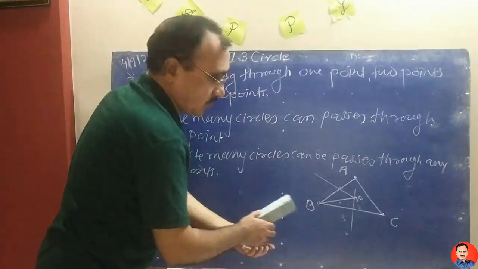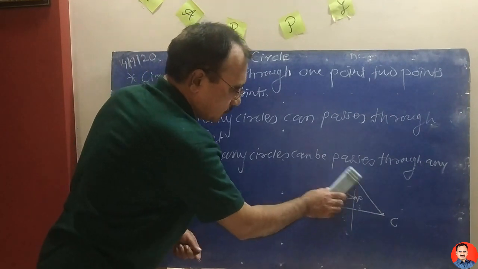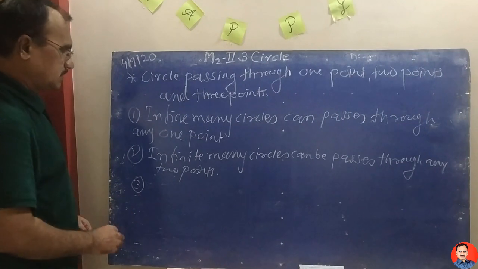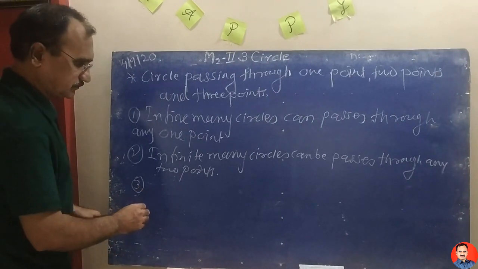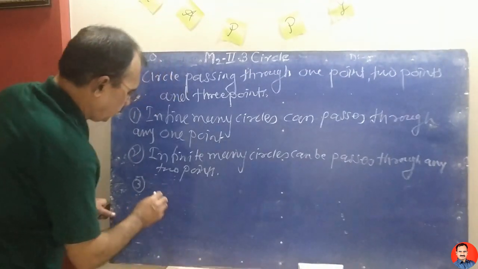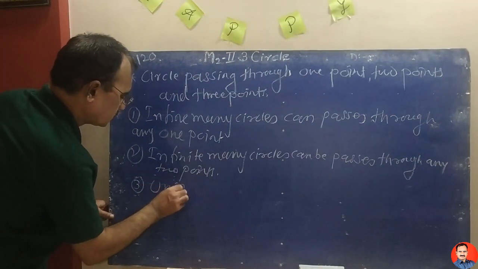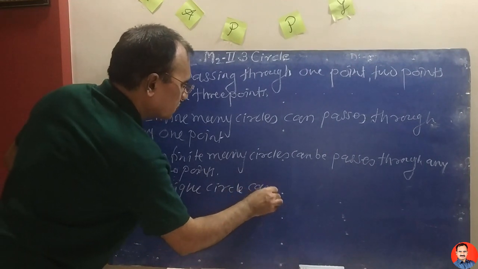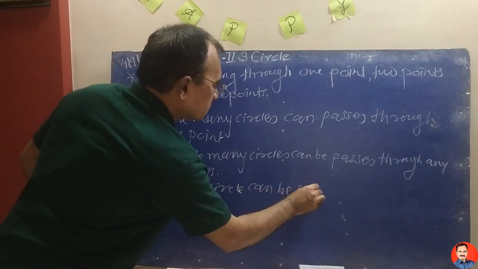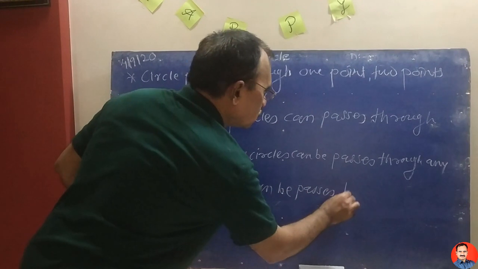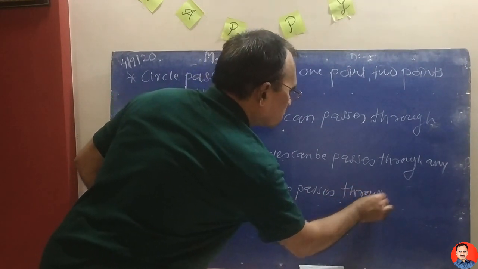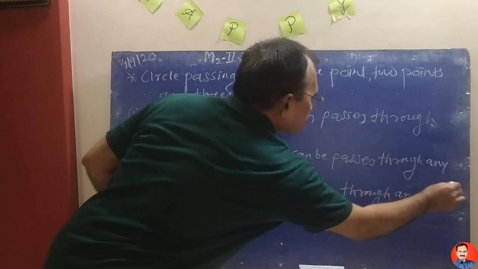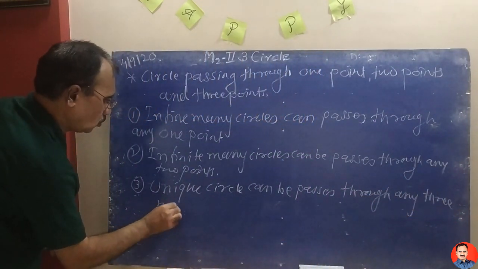You can draw this figure, and draw the circle by such a process after this period. Here is the conclusion: a unique circle can pass through any three non-collinear points.